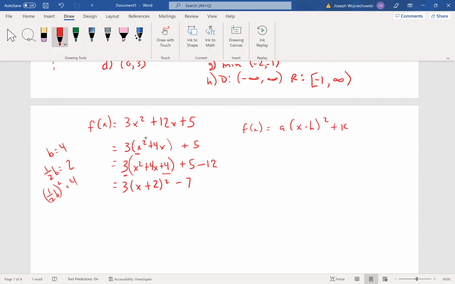So now let's see. Identify the vertex. So the vertex is, again, I have plus 2, so that's -2, -7. That's my vertex.